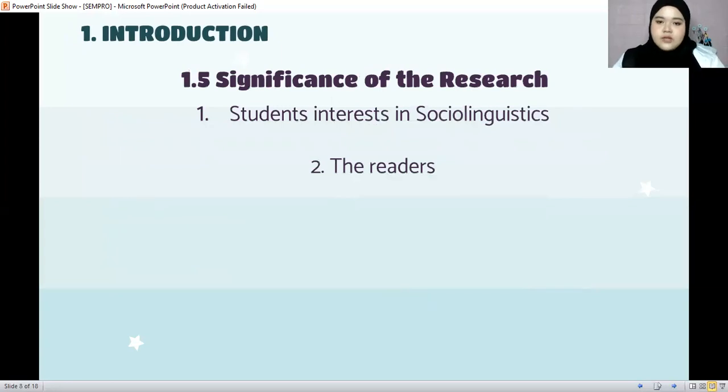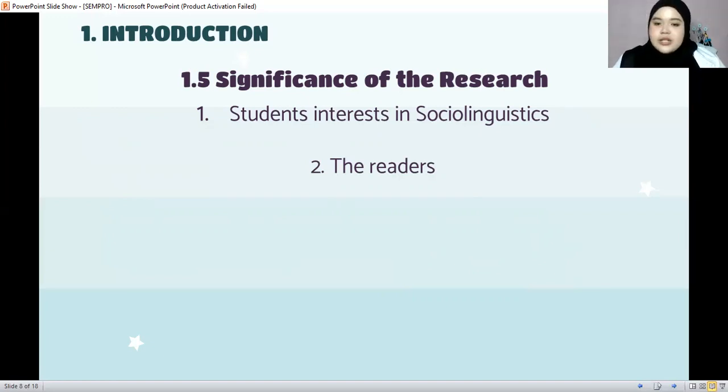Next is the significance of the research. First, students' interest in sociolinguistics. This research is expected to increase the interest of students in the sociolinguistics field, especially in various kinds of social and language phenomena that occur in community. So students will gain more knowledge and broad insights from the surrounding environment. And also, they can increase their creativity by using various social media as a source or a medium for work.